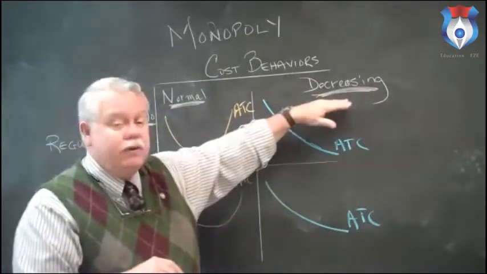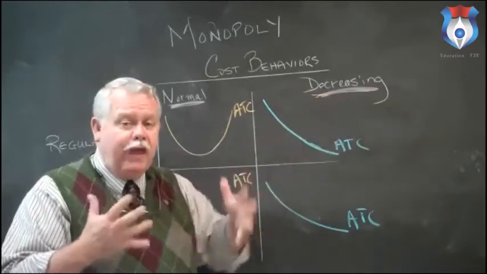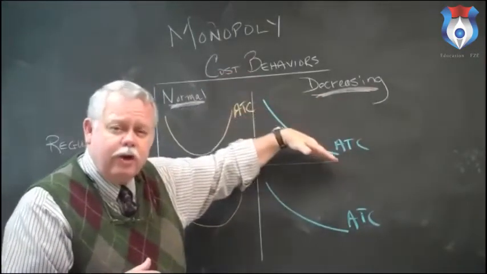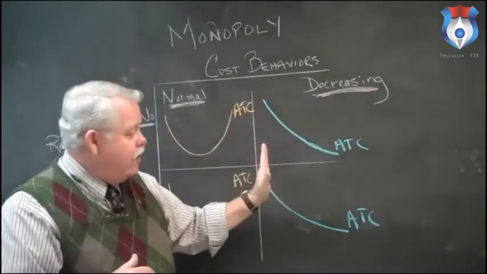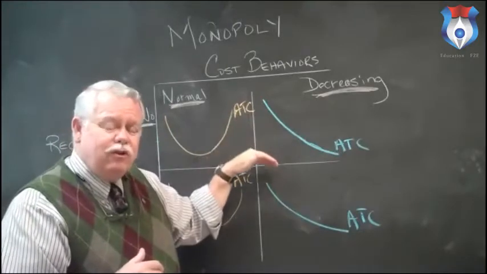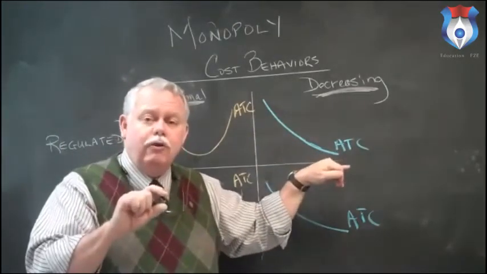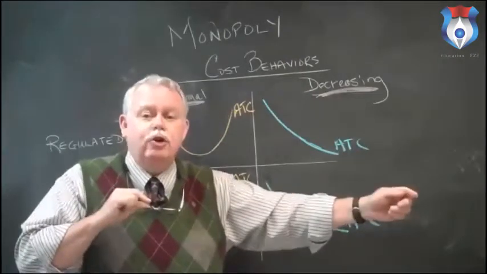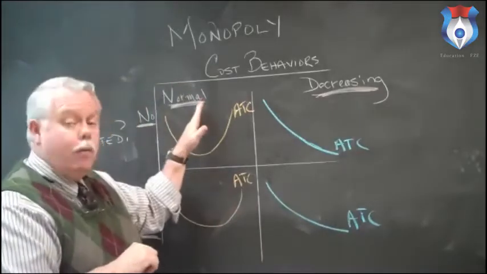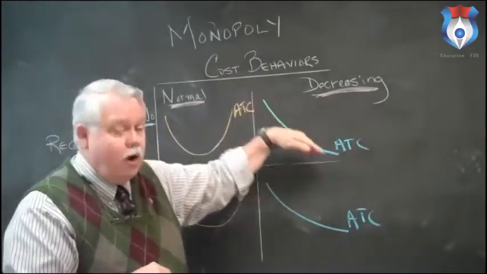Some monopolies will have decreasing cost, or what you may have learned as economies of scale. In that case, their average total cost curve falls over the entire range of production, meaning that as they produce more product, their cost per unit decreases. Continual economies of scale, lower cost per unit as you operate at a larger scale. So we have two cost behaviors in monopoly: normal, U-shaped, or decreasing cost, a falling line.